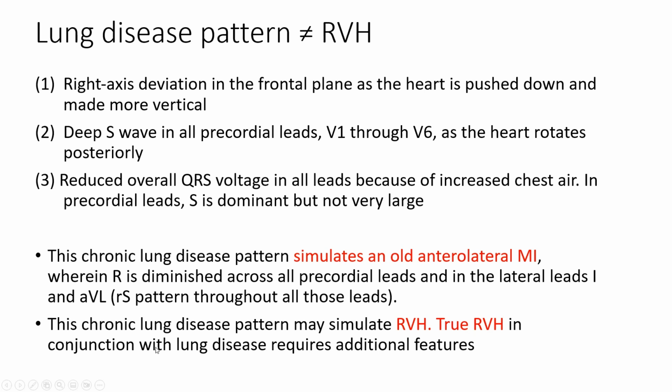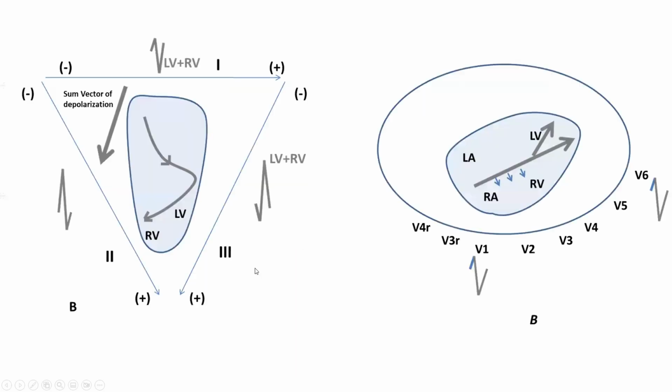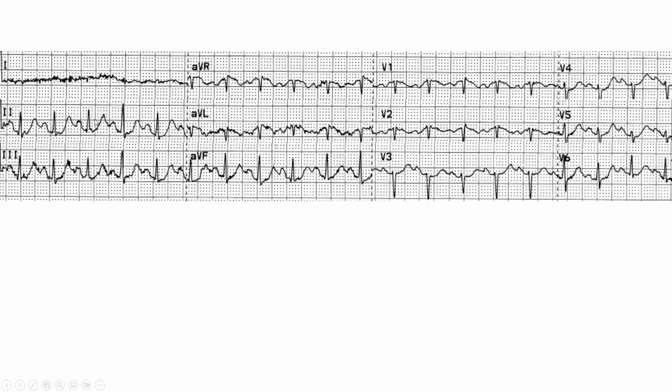True RVH in conjunction with lung disease requires additional features, and I'll explain that. Whenever you have an EKG like this, you have right axis, but you also have that small r, big S throughout most of the precordial leads, with an overall QRS that is not large and may even fulfill the features of low voltage, you're thinking lung disease. So right axis, small r, big S throughout the precordial leads with a total QRS height that is not large. This is very suggestive of lung disease.